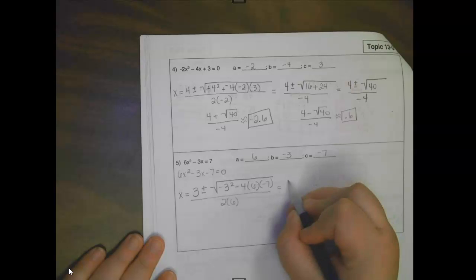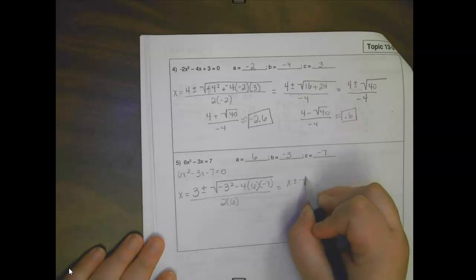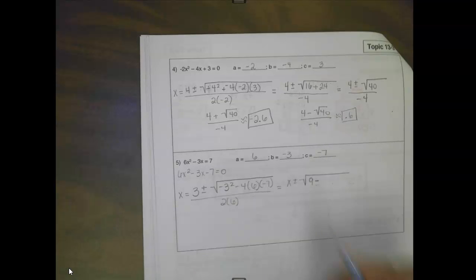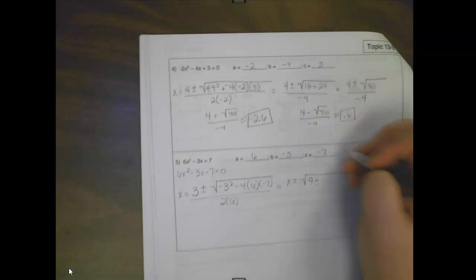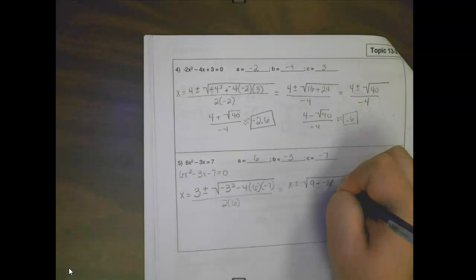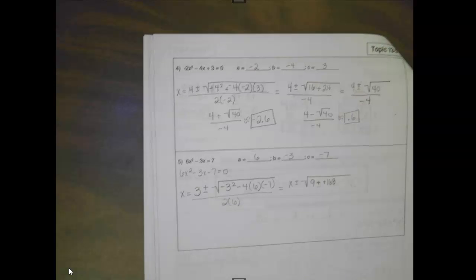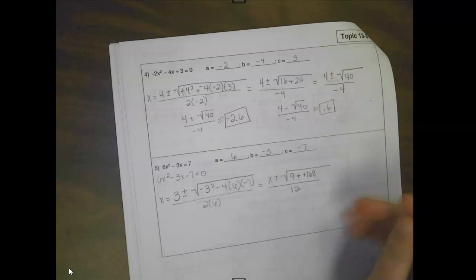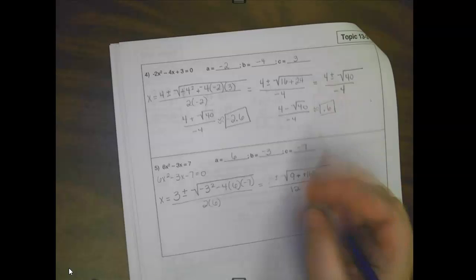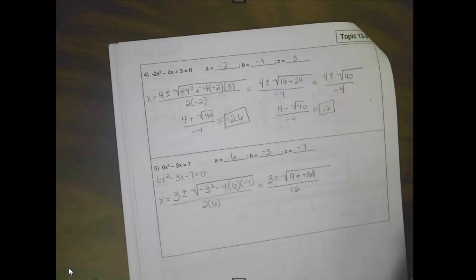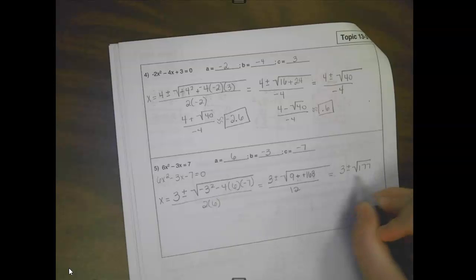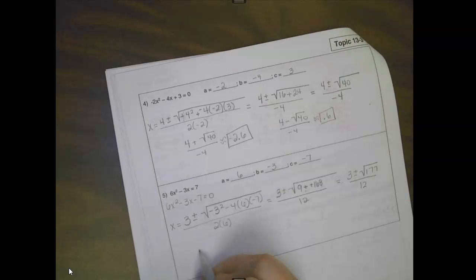X equals minus b plus or minus the square root b squared minus 4ac divided by 2a. Hey! Work what I can. Work out that square root is what it is. So 9 minus 4 times 6 is 24, times 7 is -168, which will end up being add 168 divided by 12. This should have been a 3. I'm sorry. Finish it up. 3 plus or minus 177 over 12. This is where I'm going to split.